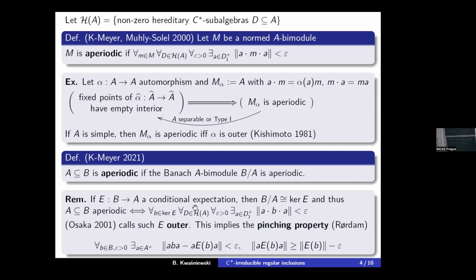Wait, just a quick naive question. If you take your A to be the fixed point algebra by an action on the C*-algebra and B to be the original C*-algebra, what can you say about the aperiodicity?